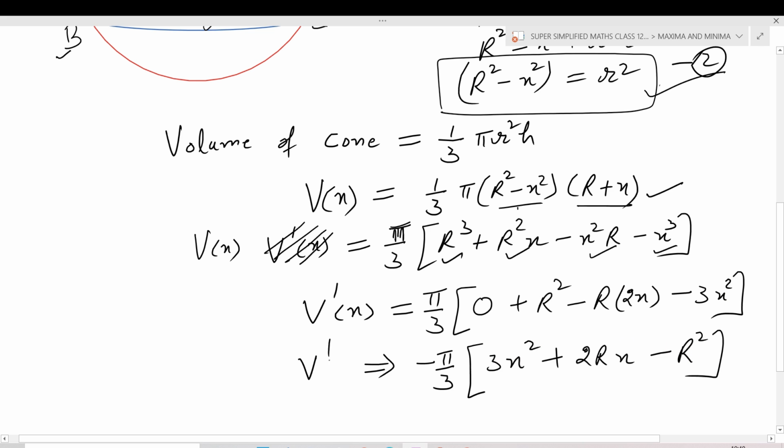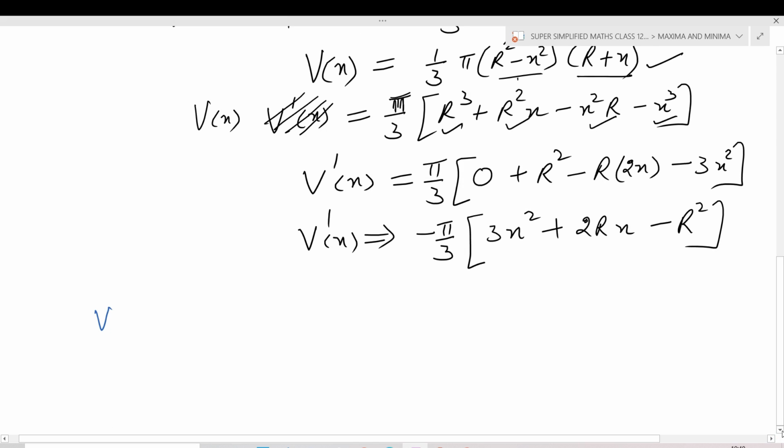Now we find out the second derivative of V. Please remember that capital R is a constant, which is the radius of the sphere. So for 3x square, its derivative will be 6x. For 2Rx, 2R is a constant and the derivative of x is 1, and the derivative of R square is 0.